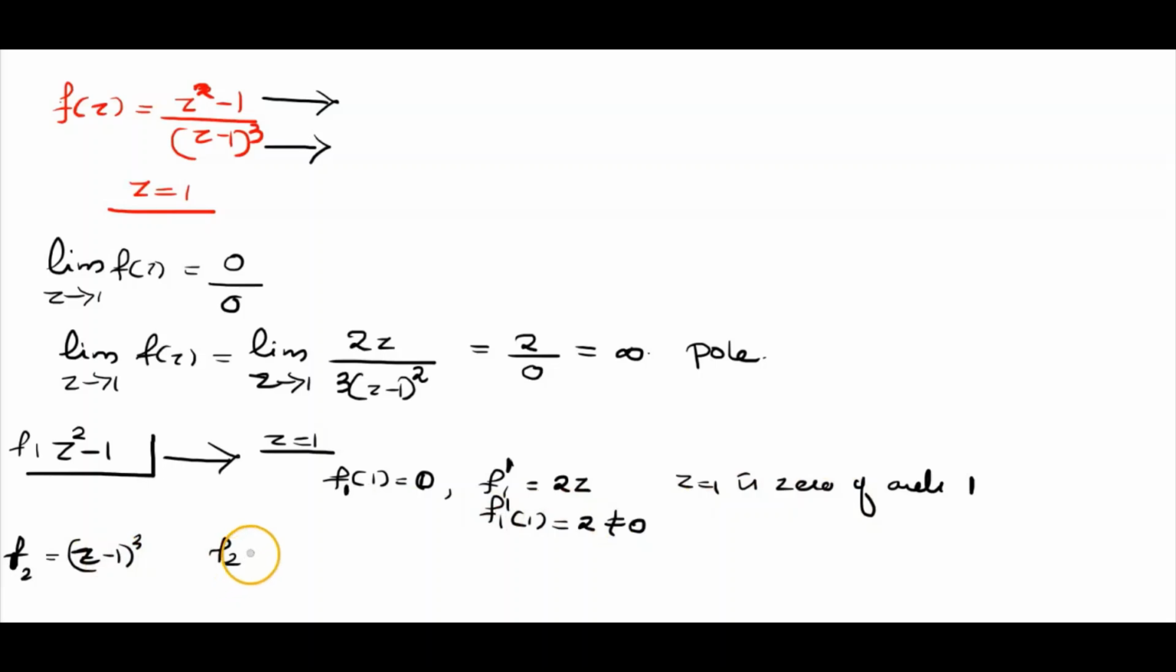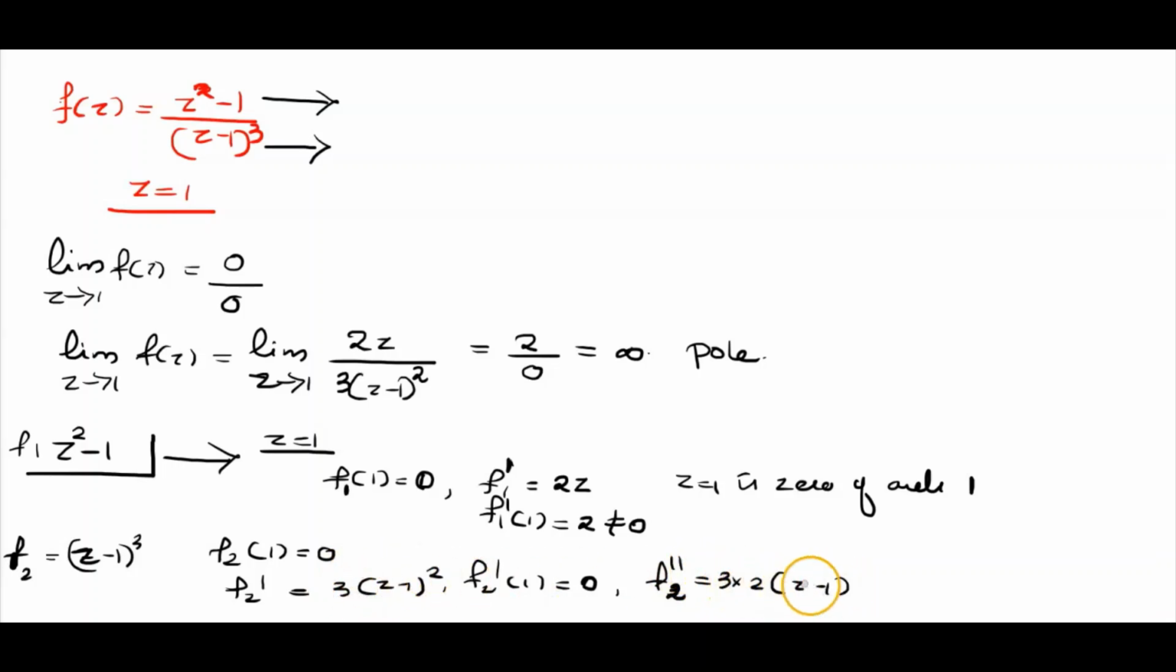Now f2 of 1 is also 0. Find the derivative: f2 dash is 3 into z minus 1 whole square. Also f2 dash of 1 becomes 0. Now find f2 double dash, the second derivative. The second derivative is 3 into 2 into z minus 1 raised to 1.